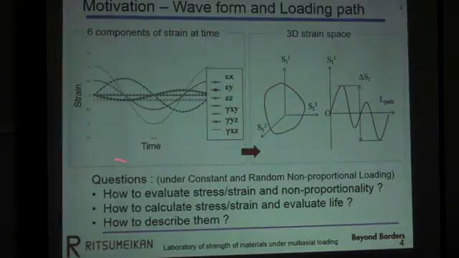How to evaluate the stress, strain, and the non-proportionality, how to calculate stress and strain, how to evaluate the failure life, and also how to describe them. As I told you, many researchers and engineers are not familiar with non-proportional fatigue, and do not know how to evaluate it. So in this presentation, I will show one example of how to treat non-proportional loading.